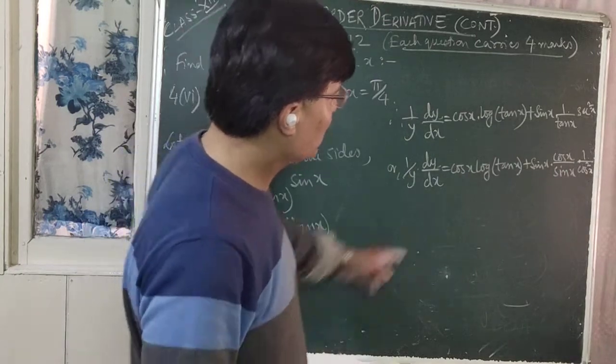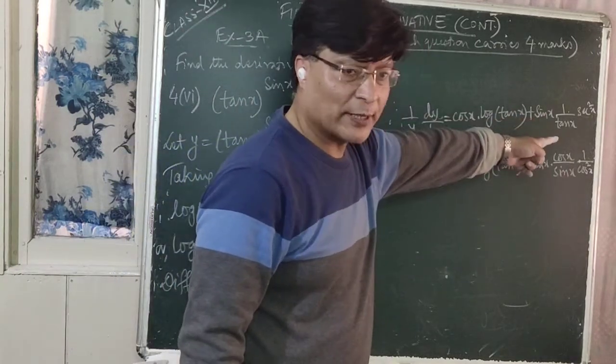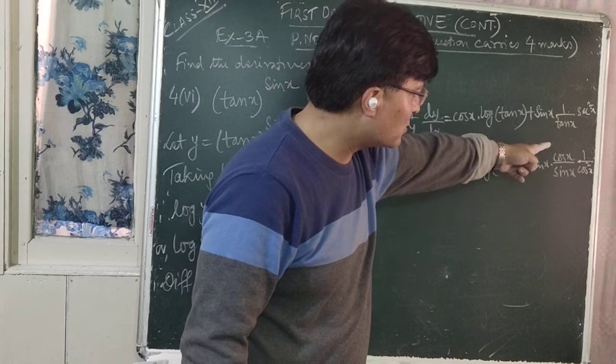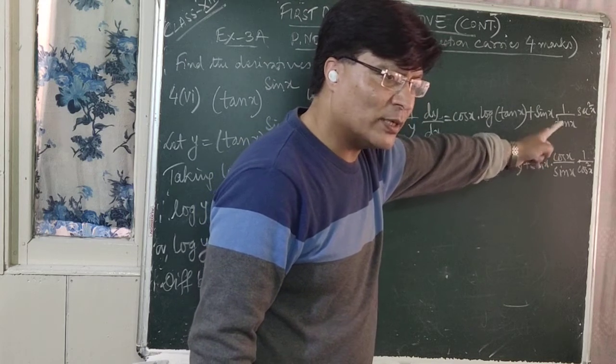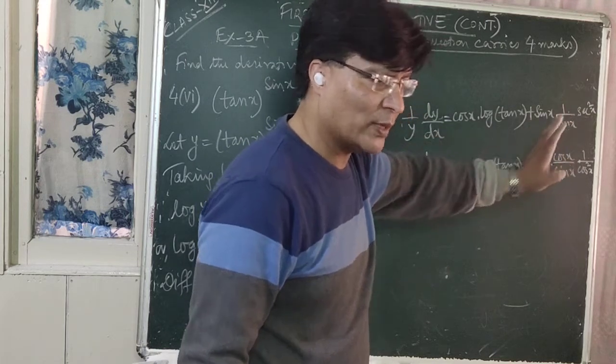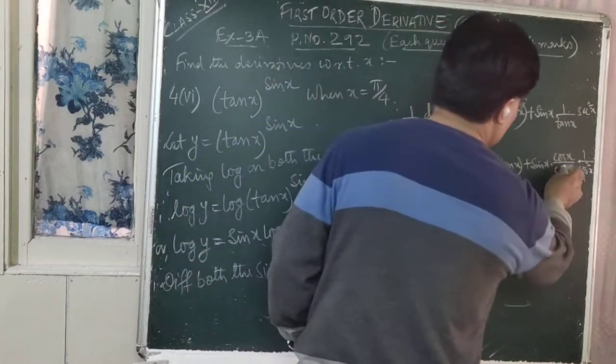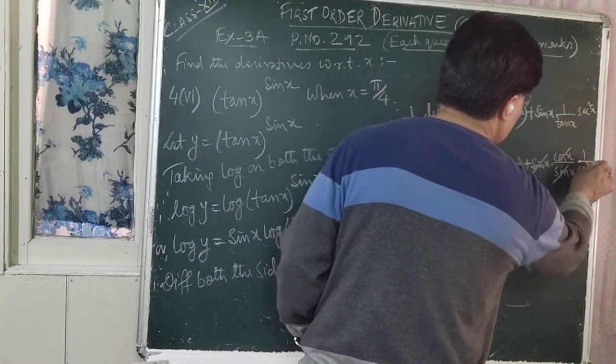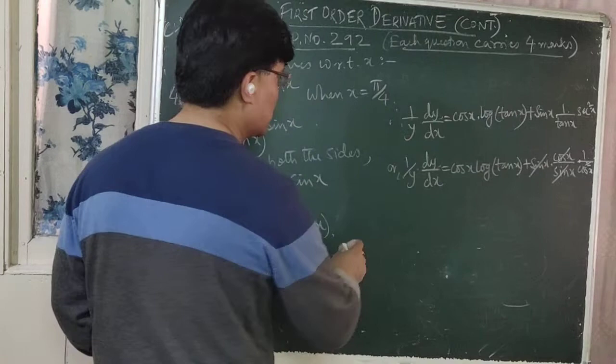Is that clear? Sin x, 1 by tan x is cot x. What is cot x? Cos x by sin x into, what is sec square x? 1 by cos square x, right? So here you can cancel these sin x and cos x and the square gets cancelled.